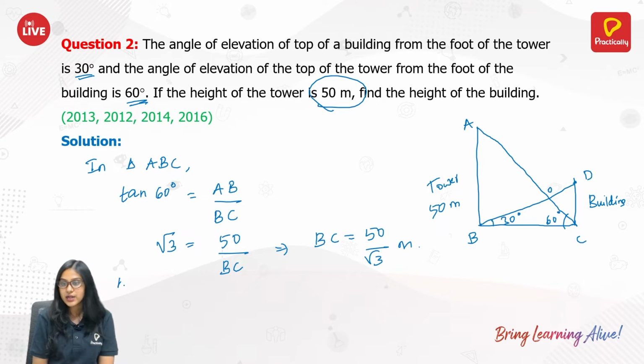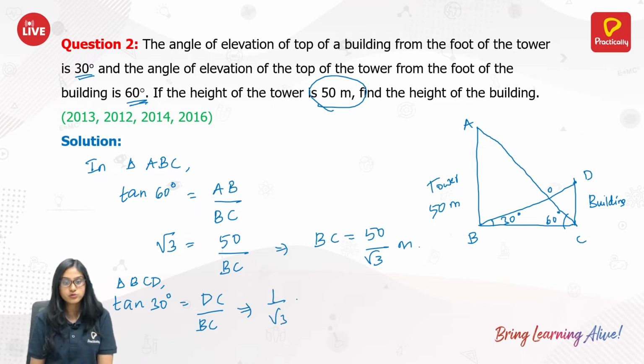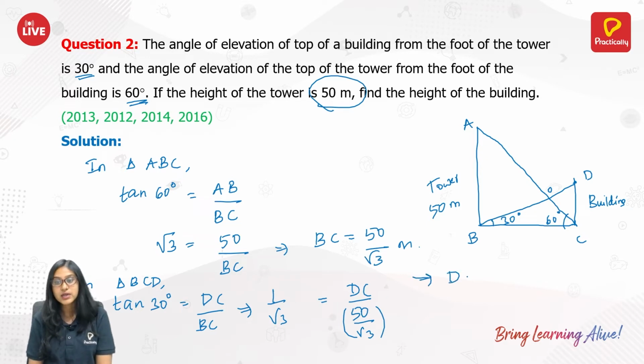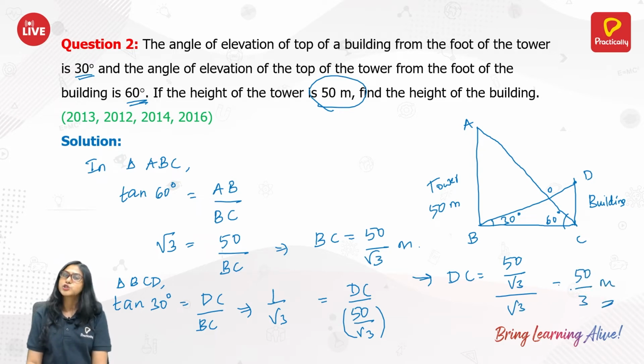Next, in triangle BCD, tan 30 degrees equals DC by BC. Right? What is the tan 30 degrees value? 1 by root 3. 1 by root 3 equals DC by, what is the BC value we got? 50 by root 3. So just take that 50 by root 3. This implies DC equals 50 by root 3 by root 3, that is 50 by 3 meters. You can just leave it here, or if you want to convert it into decimals, you could do that as well. Okay.